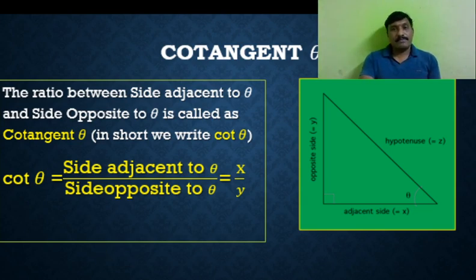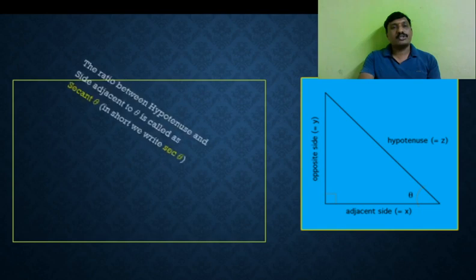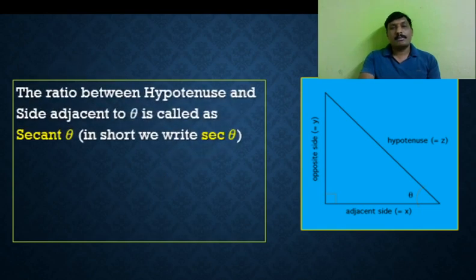Now going to the fifth ratio, I am going to take the reciprocal of cos theta. That is the ratio between the hypotenuse and the side adjacent to theta. The ratio between the hypotenuse and the side adjacent to theta, that is z by x, is called secant theta. We call it secant theta.